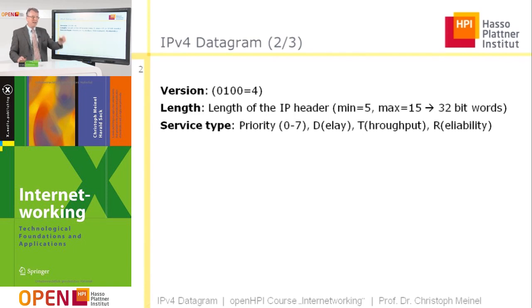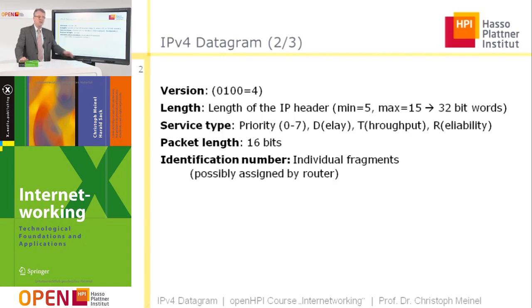Then we had the field with the service type. There are different possibilities to be described here: a priority, with different priorities between 0 and 7, a delay, the throughput, the reliability. Then the packet length can be described. It's 16 bits to describe the packet length. The field is 16 bits long.